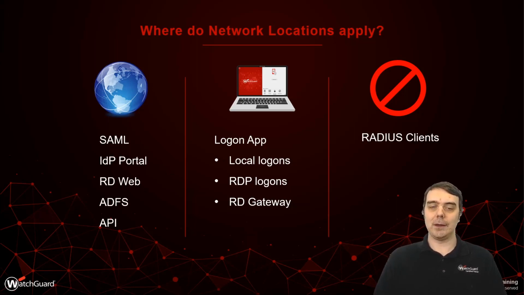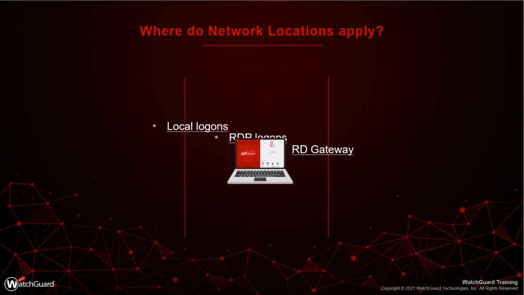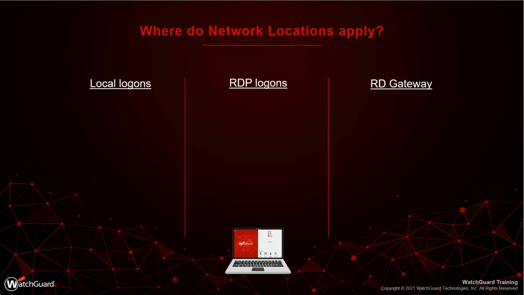When users authenticate to the Logon app, which network location is used will depend on how the users are connecting to the computer. Network locations do not apply to authentications made over Radius to build a VPN connection, but you can apply network locations to authentications made through the VPN once it is connected. Let's take a closer look at the Logon app.